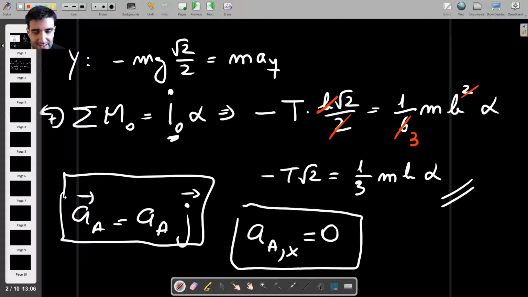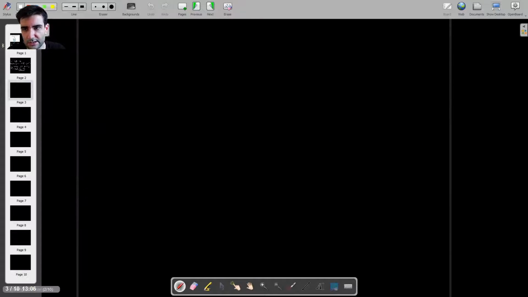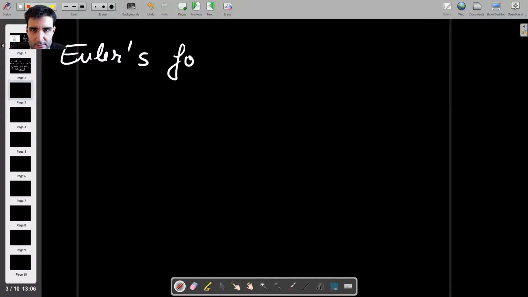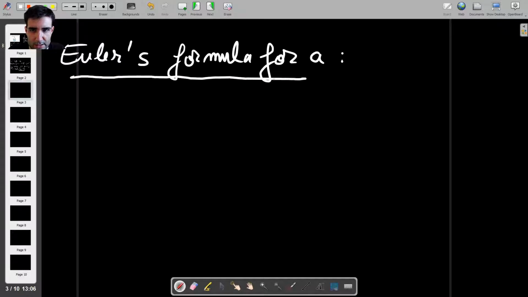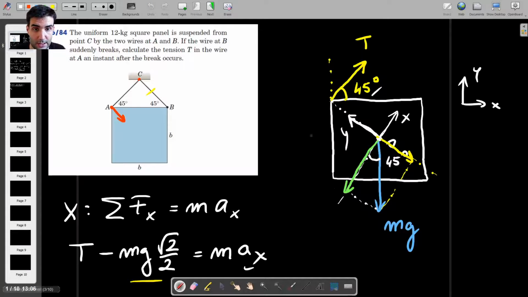And this is actually the key to be able to solve this problem. And let's see how we can do that. So I'm going to use Euler's formula for acceleration. So here's how we apply that. We say that the acceleration of point A, right? I'm going to apply Euler's formula between point O and A, right?